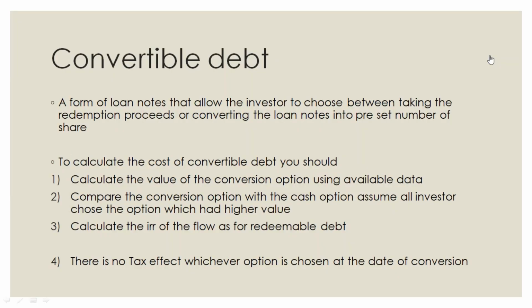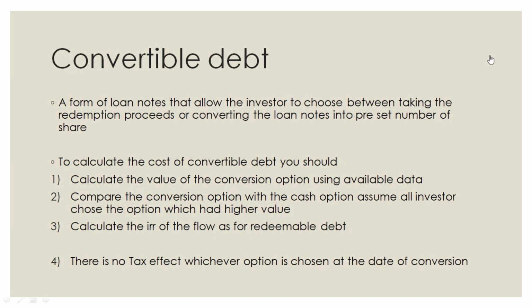Now we are going to do the third type, convertible debt. Convertible debt means a form of loan notes that allow the investors to choose between taking the redemption proceeds or converting the loan notes into a preset number of shares. It means the investors may convert their loan notes into the preset number of shares in the future if they want. So while we calculate the convertible debt, we have to consider 3-4 things.